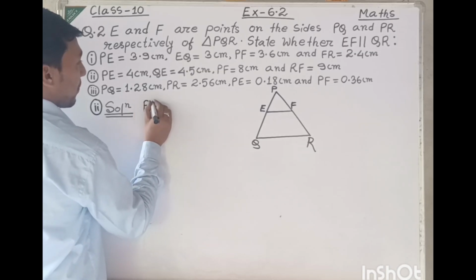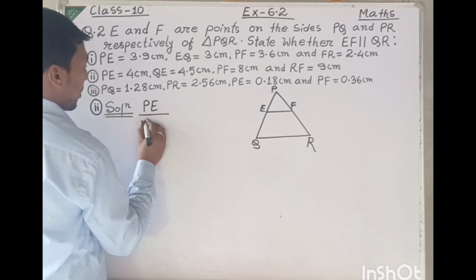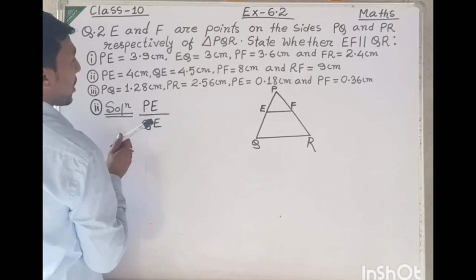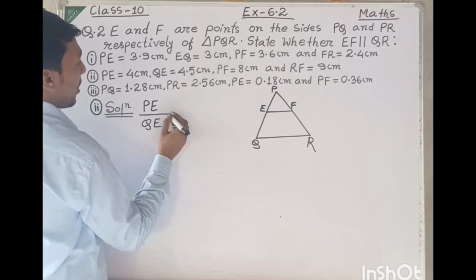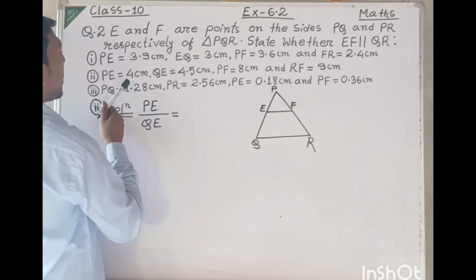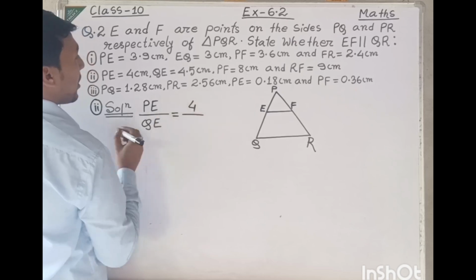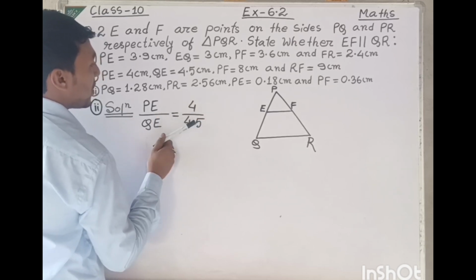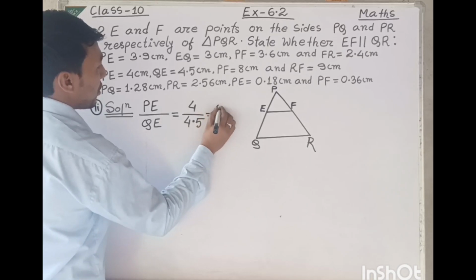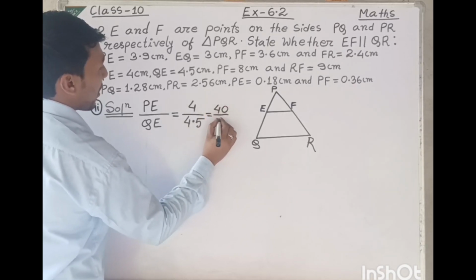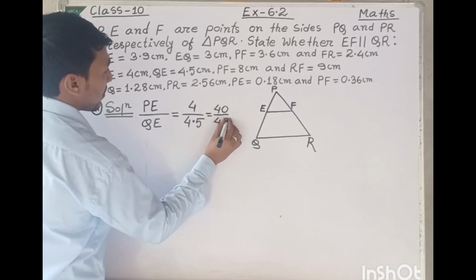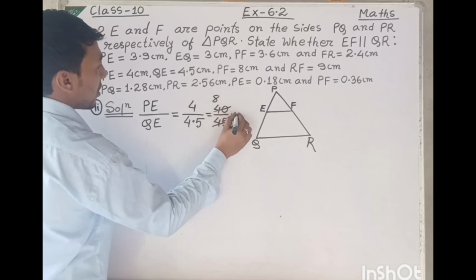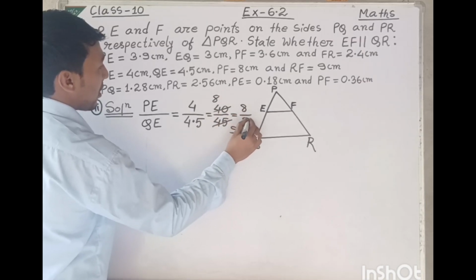So PE by QE, because we have got QE here, so PE by QE. Just place the value of PE. PE means 4 and QE means 4.5. So to remove this point, I'll add one 0 in the numerator part. Now I'll write without point: 5 9s are 45 and 5 8s are 40. So the ratio is 8 by 9.